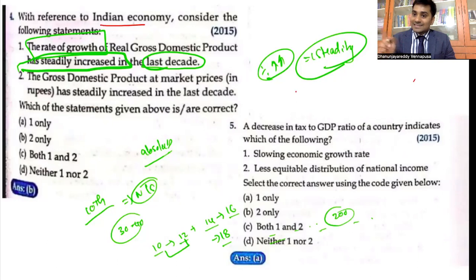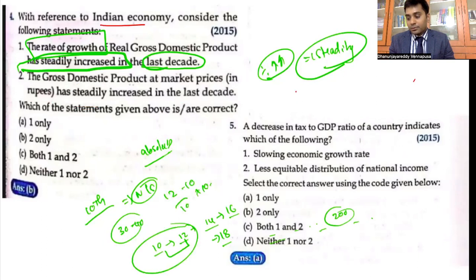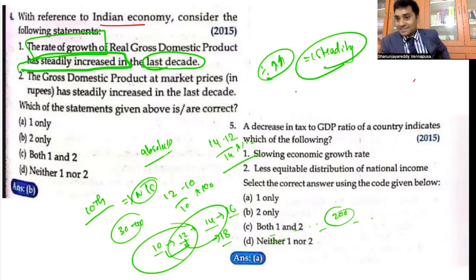Absolute numbers can increase steadily. But when you take percentage, what is percentage? Calculate percentage for this too: 12 minus 10 by 10 into 100. Calculate percentage for this: 14 minus 12 by 14 into 100. Percentages cannot increase that steadily compared to your absolute numbers.